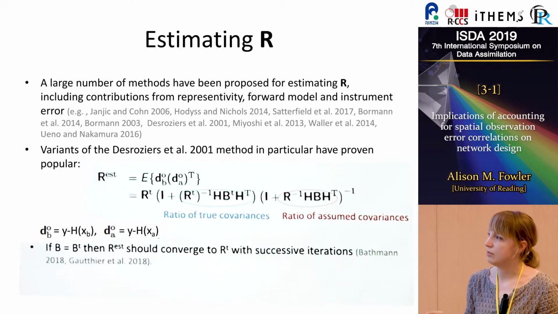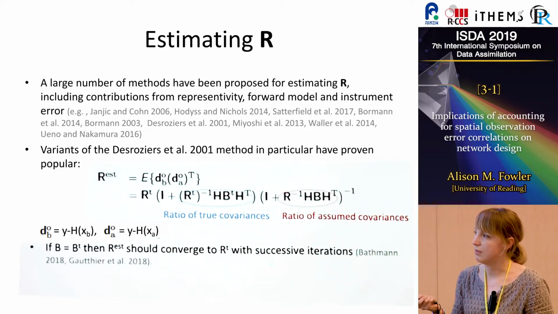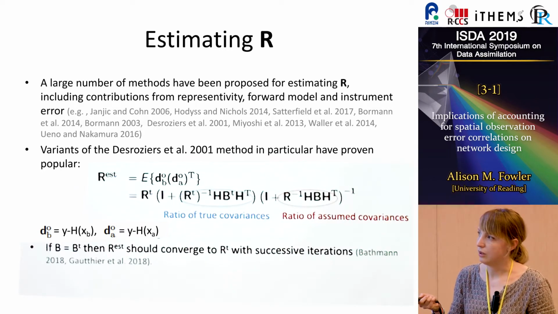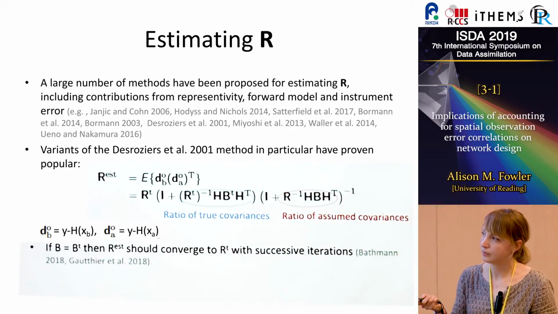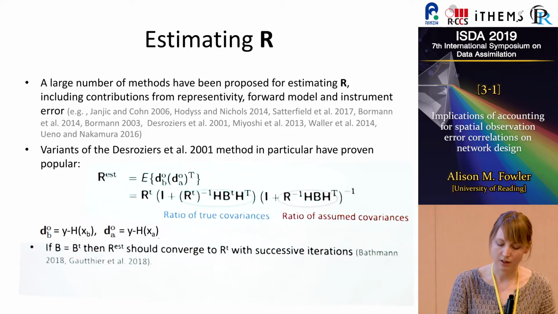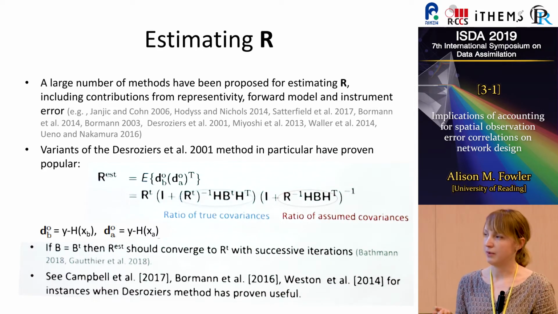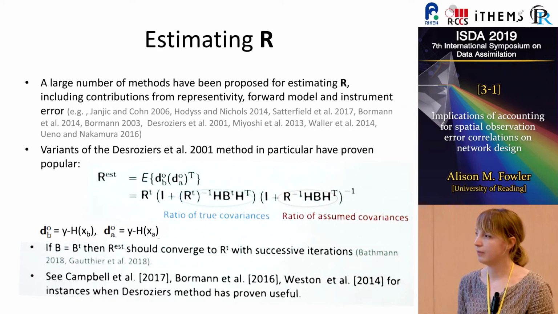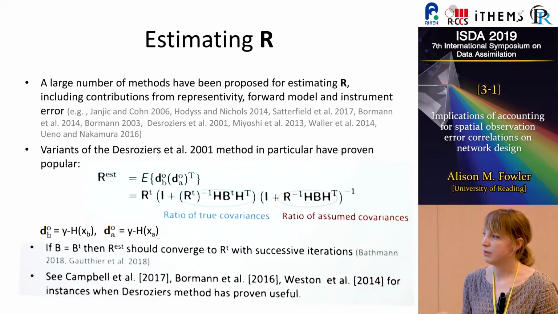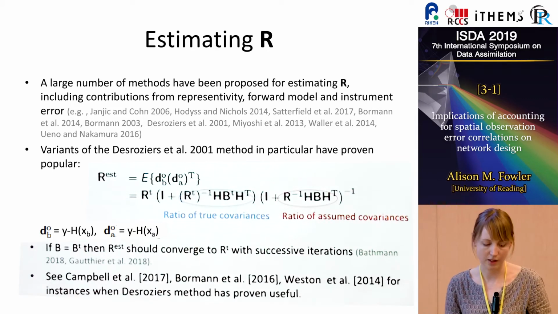But part of the idea is that you could be using this iteratively, and then you should converge to the true R matrix if your B is correct, which is also rarely true. But despite this, the Desroziers et al. method has proven to be really useful in terms of analysis error and forecast error, particularly for inter-channel error correlations.